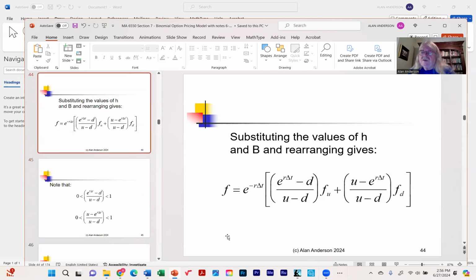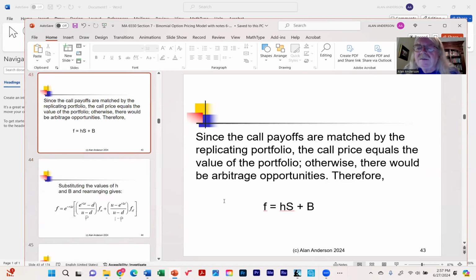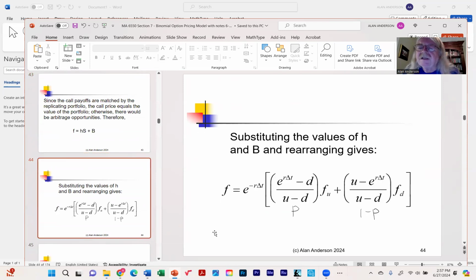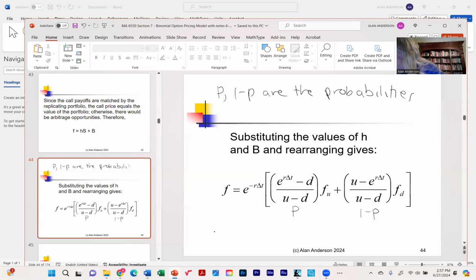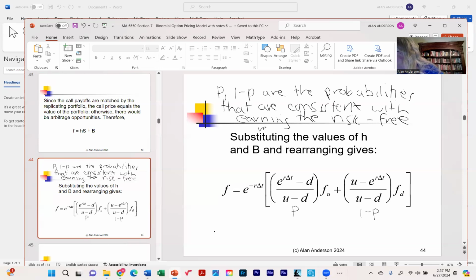One of these is the risk neutral probabilities of going up and down. This is the probability of going up. This is the probability of going down. We don't really have time to go through this in great detail right now, but the logic here is that these probabilities are consistent with earning the risk-free rate of interest on average from the option.